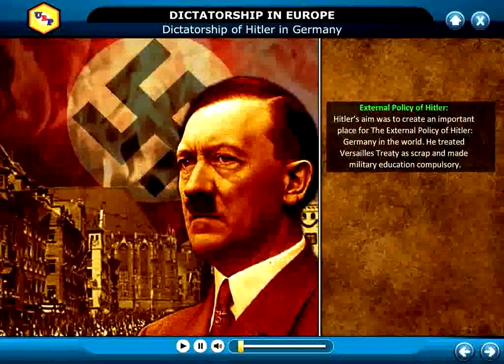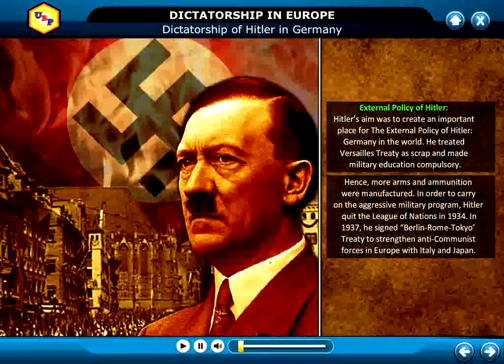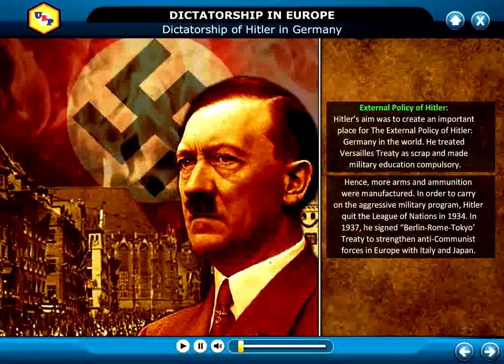External policy of Hitler. Hitler's aim was to create an important place for Germany in the world. He treated the Versailles Treaty as scrap and made military education compulsory. Hence, more arms and ammunition were manufactured. In order to carry on the aggressive military program, Hitler quit the League of Nations in 1934. In 1937, he signed the Berlin-Rome-Tokyo Treaty to strengthen anti-communist forces in Europe with Italy and Japan.